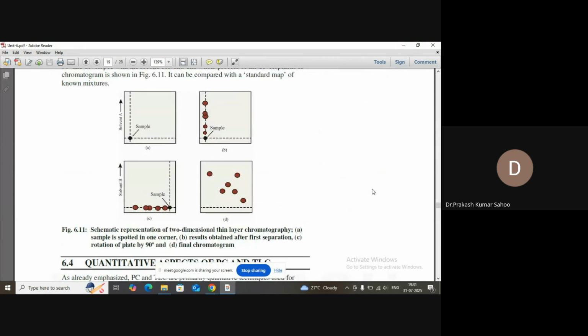And this is another example of your two-dimensional TLC. This is your sample point. The sample is now separated, and we have the rotation of the plate by 90 degrees, and the final chromatogram is like this.